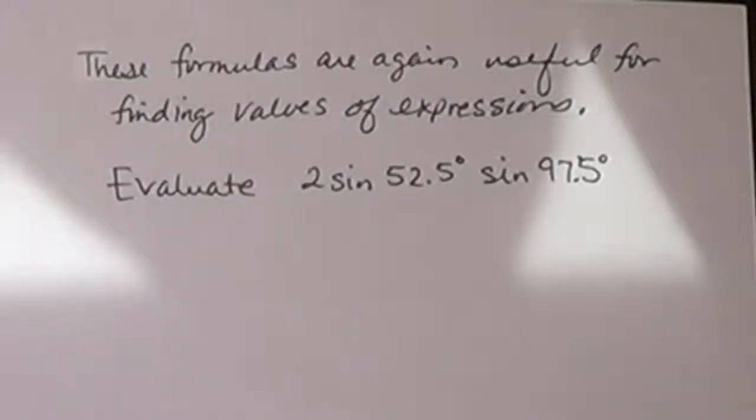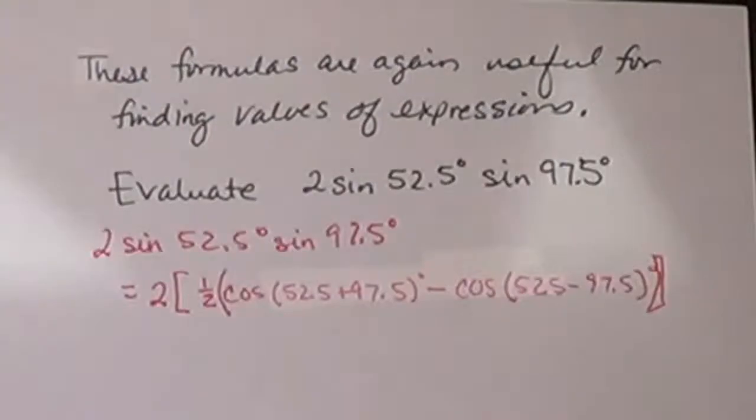So for example, let's evaluate 2 sine of 52.5 degrees times the sine of 97.5 degrees. Well, if I look at this, this starts out as a product. And so if we use our product to sum formula, we can look at sums and differences of those angles, which may turn out to be nice angles. So looking at the product to sum for sine of an angle times the sine of an angle, we're looking at 1/2 cosine of u plus v minus cosine of u minus v.